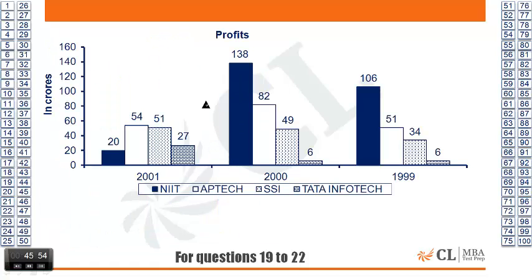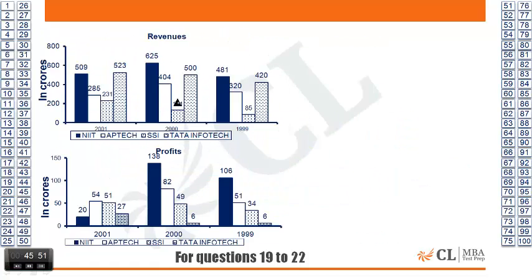The profitability is given by what? Profit upon revenue. So we have to take this divided by this. So the first fellow, NIIT, is 104 divided by 481. The second guy is 51 divided by 320. The third fellow is 34 divided by 850. And fourth is 6 divided by 420.